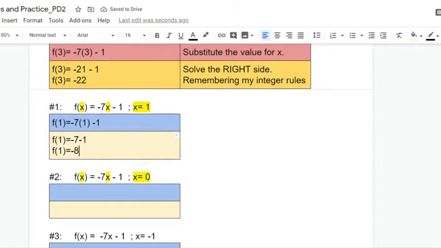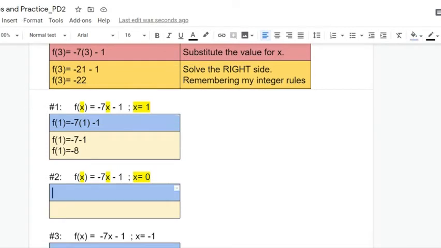That's it. So this is the final answer. Some of you who are using calculators will just have this because you'll just be typing in the -7 times 1 minus 1. I cannot emphasize enough, this right here means multiplication. So it's -7 times 1, and then you're going to subtract the 1 afterwards.